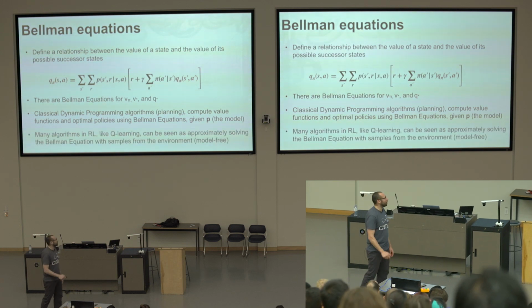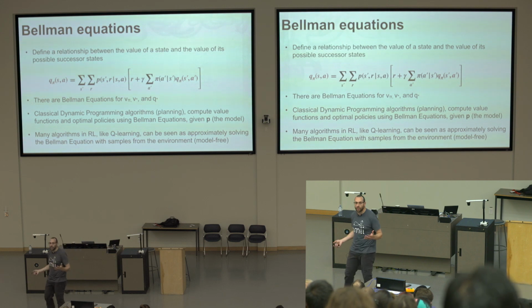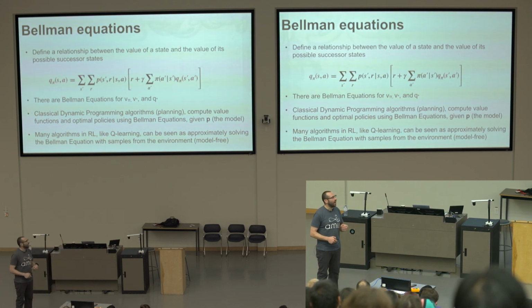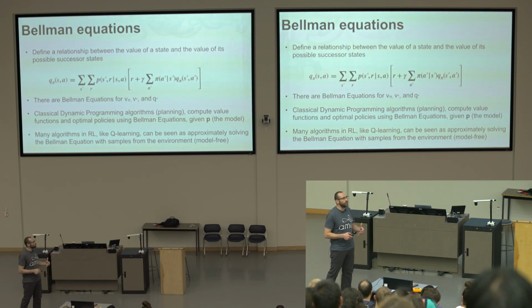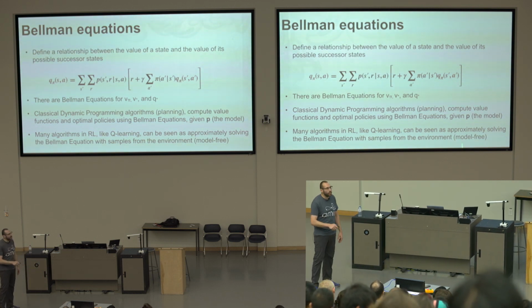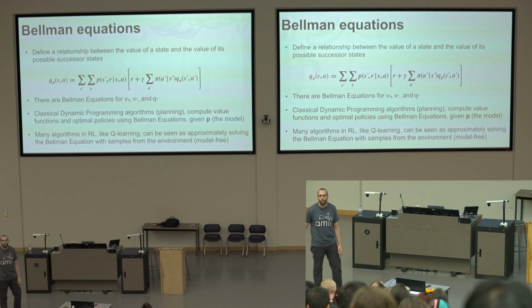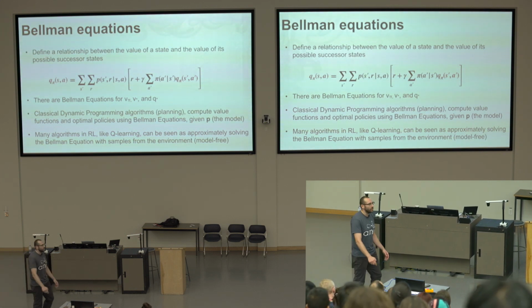But reinforcement learning methods, so Q-learning, SARSA, temporal difference learning, all these methods are well thought of as trying to approximately solve the Bellman equations by just interacting with the world, just getting samples of the agent doing things in the world and seeing what happens. And so we usually call that model free. It doesn't need P at all.